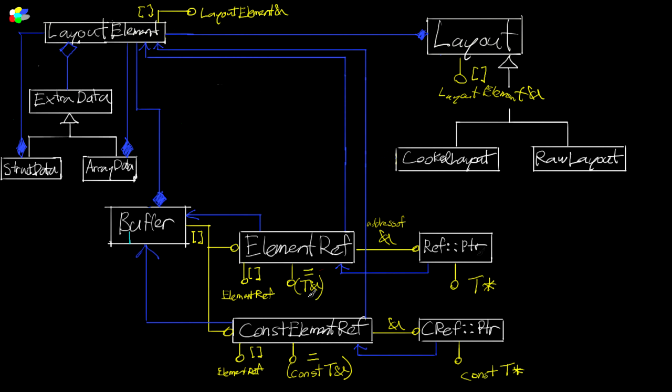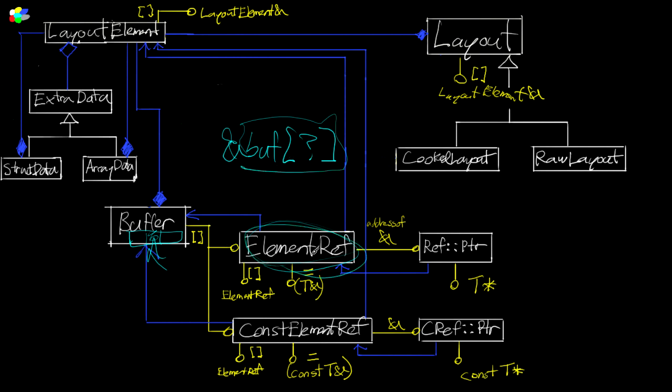Now, element ref acts as a logical reference to some element in this buffer here. What if I wanted a pointer to these bytes in the buffer? Well, you might say, I'll just take the address of buff at some key. But what is that going to do? This returns an element ref. We're going to get the address of this proxy object, which is not going to be the address of these bytes in here. So that's no good.